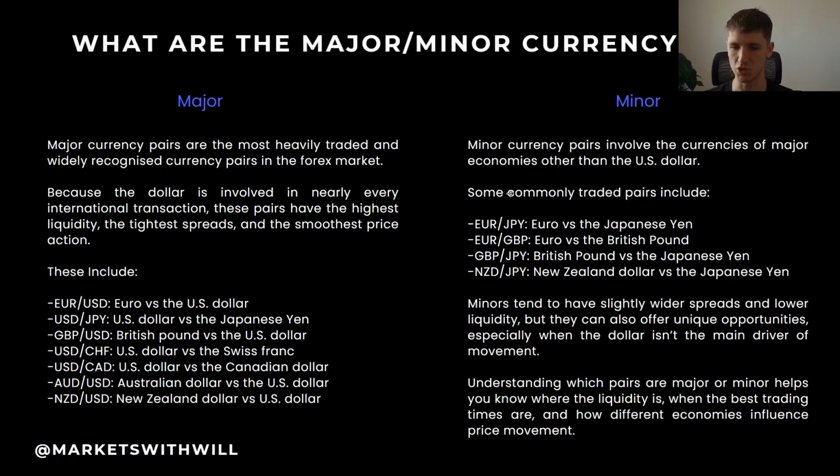So understanding which pairs are major and minor helps you know where the liquidity is and the opportunity is, when the best trading times are, and how different economies influence price movement. So you could, for example, have a fundamental analysis for Euro. Euro and GBP, very similar to each other. They seem to correlate with each other quite a lot. So trading on that pair can be quite beneficial at times when there's the macro to back it.